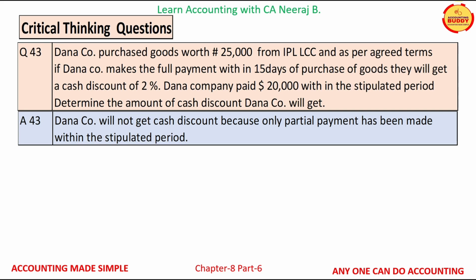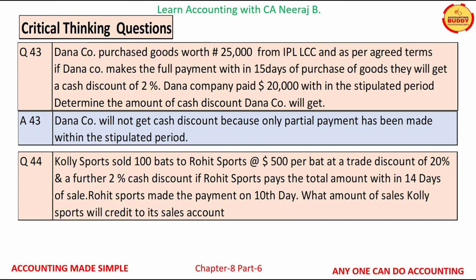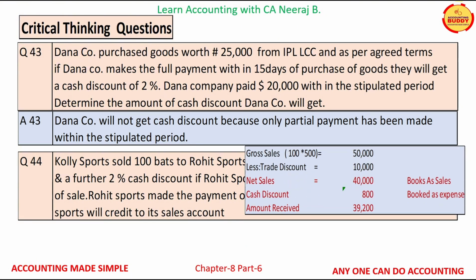Question number 44 is Kohli Sports sold 100 bats to Rohit Sports at $500 per bat at a trade discount of 20% and a further 2% cash discount if Rohit Sports pays the total amount within 14 days of sale. Rohit Sports made the payment on 10th day. What amount of sales Kohli Sports will credit to its sales account? Let us analyze this transaction.